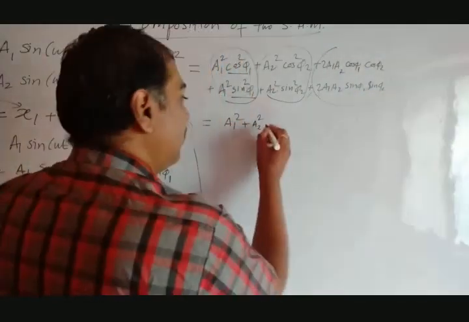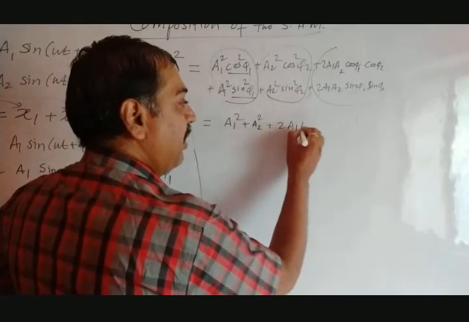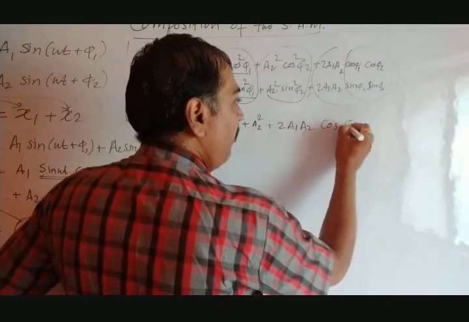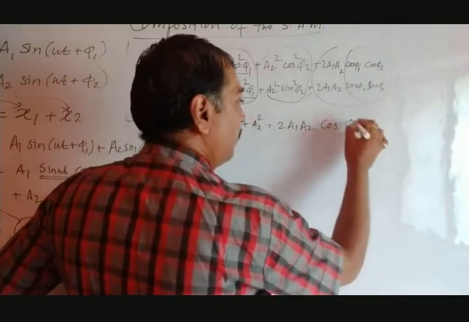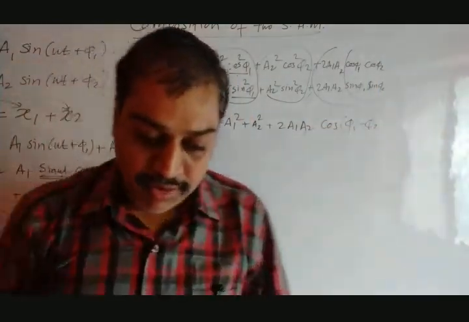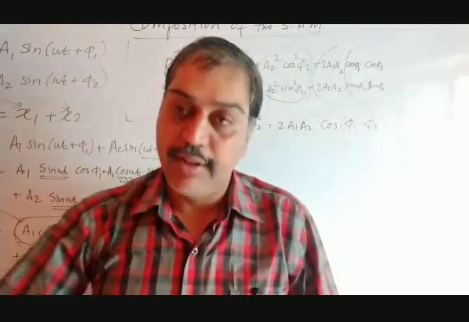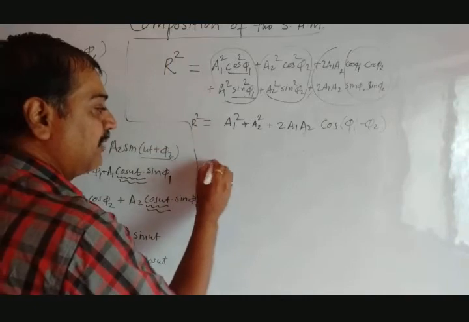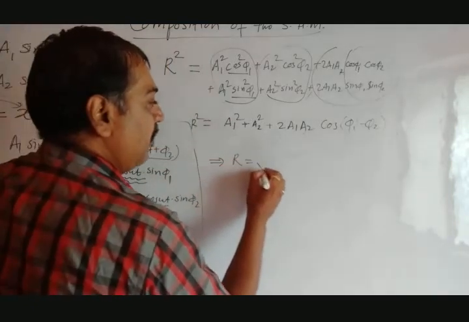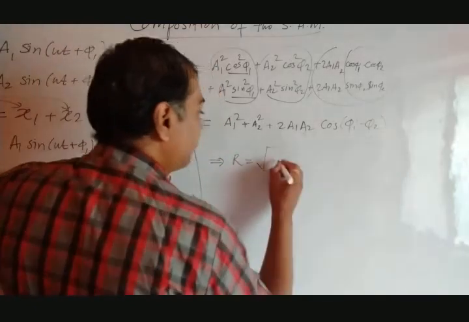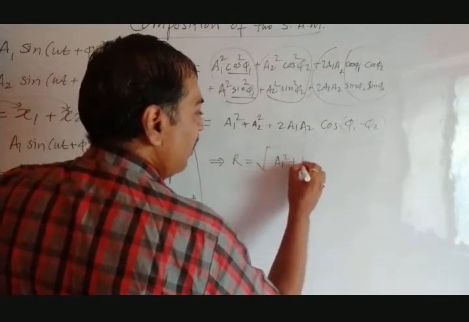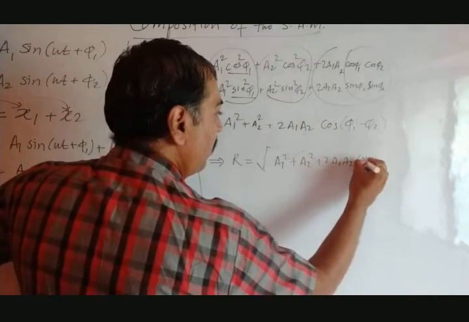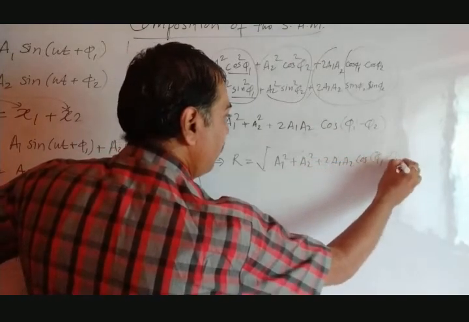So we can write plus twice a1 a2 common. This will result into cos of phi 1 minus phi 2. That we get a R square. This implies that R equal to square root of a1 square plus a2 square plus twice a1 a2 cos of phi 1 minus phi 2.